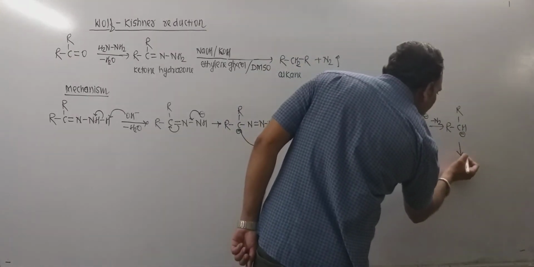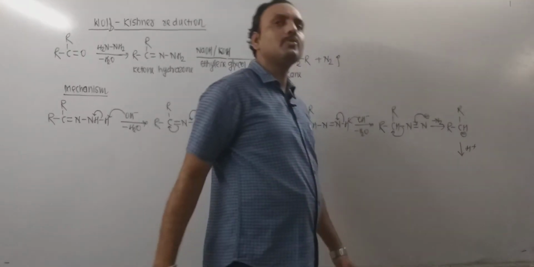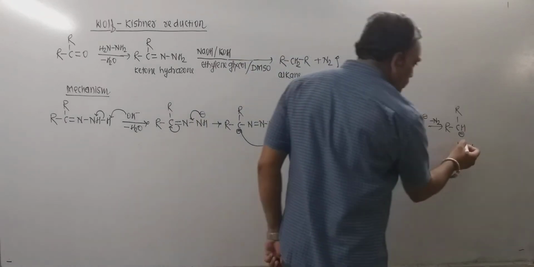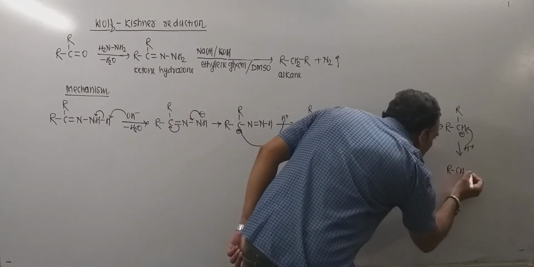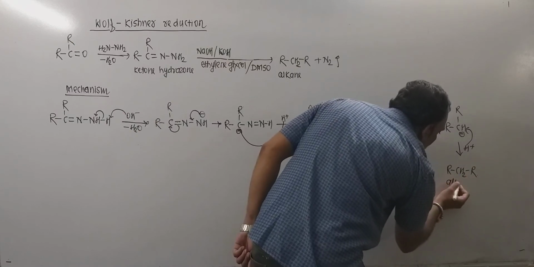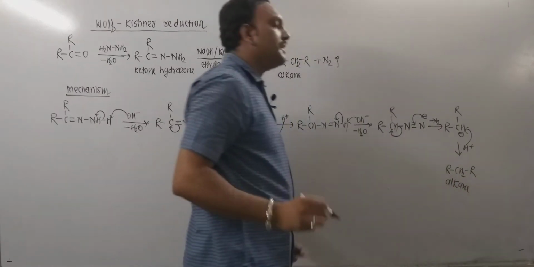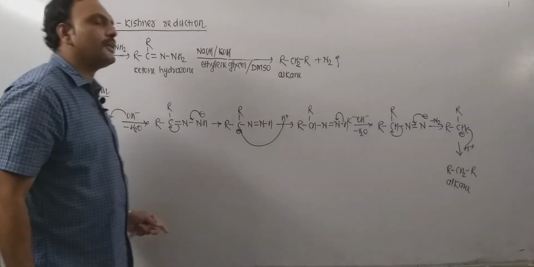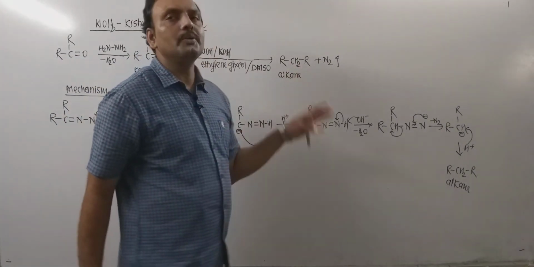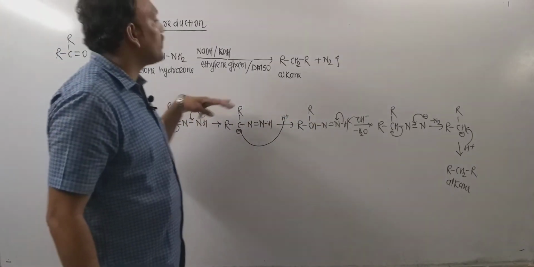Now this intermediate species also gets protonated. So the proton attacks this carbon, and that leads to the formation of the hydrocarbon, that is the alkane. In this way, carbonyl compounds can be converted into hydrocarbons using Wolff-Kishner reduction.